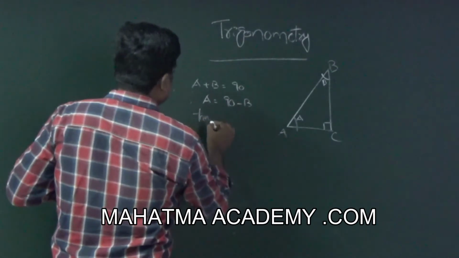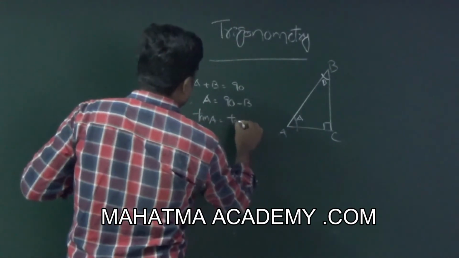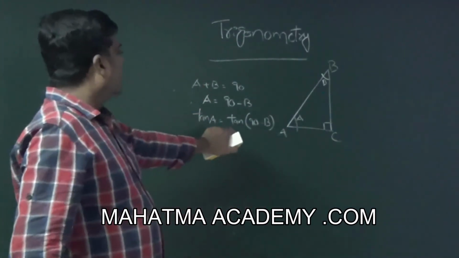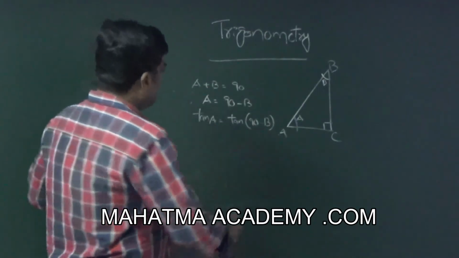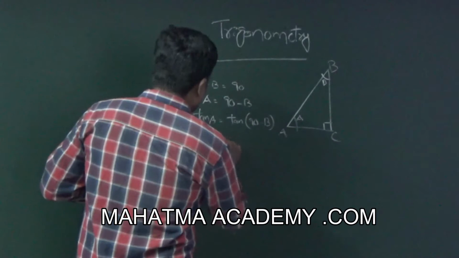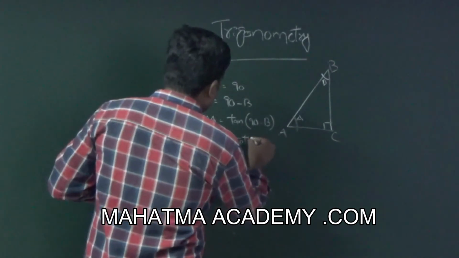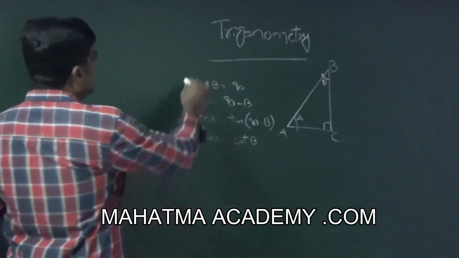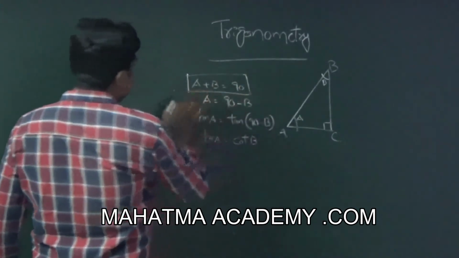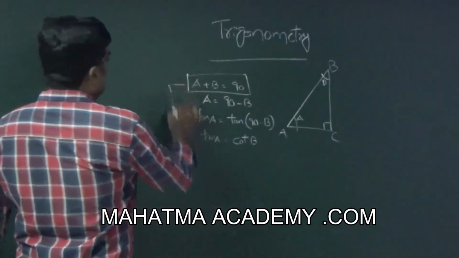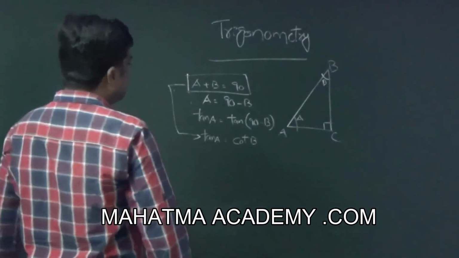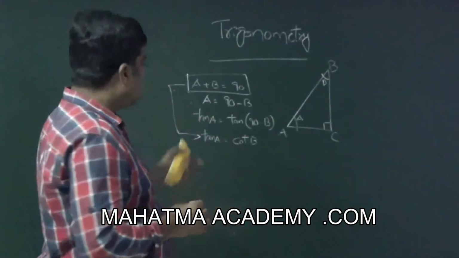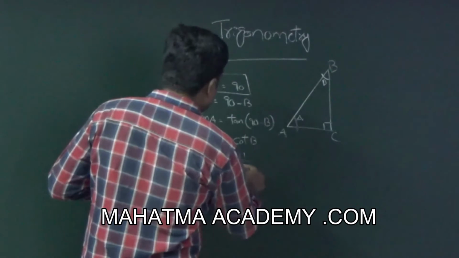Applying tan both sides, tan A equal to tan of 90 minus B. We already know tan of 90 minus B equal to cot B. Tan A equal to cot B. What is the condition? If A plus B equal to 90, tan A equal to cot B. What is cot B? Cot B equal to 1 by tan B.